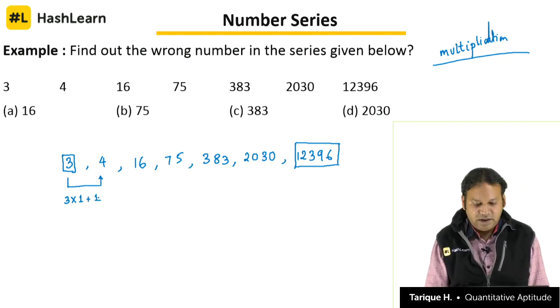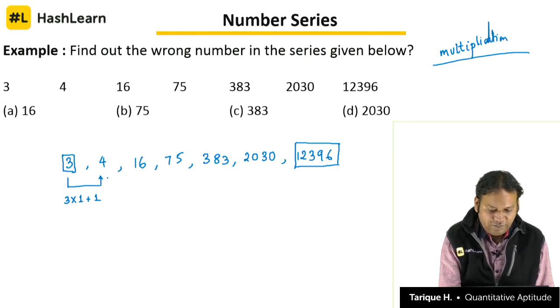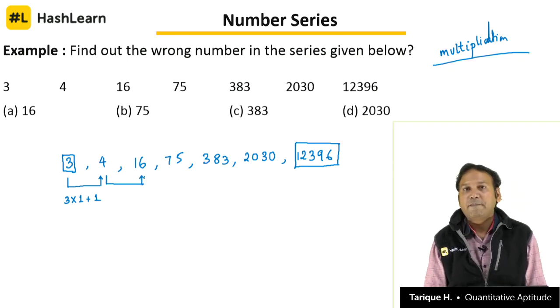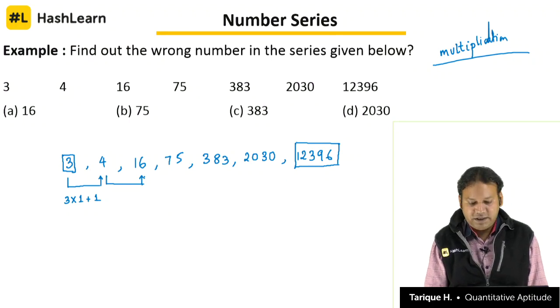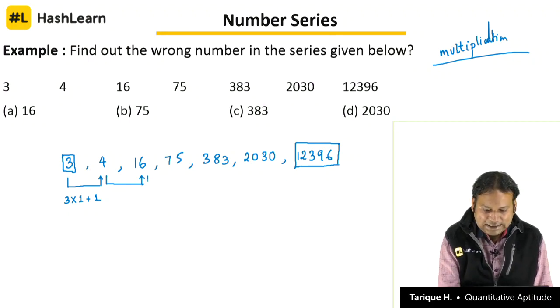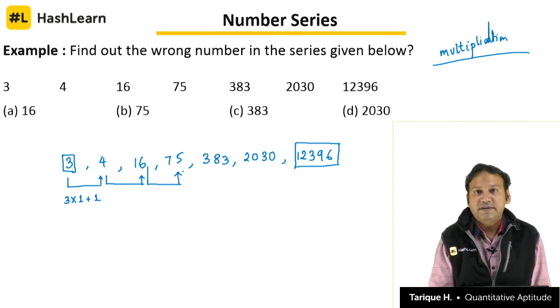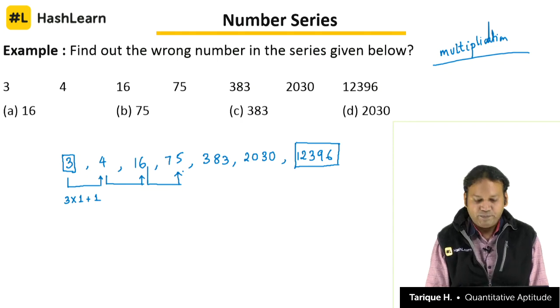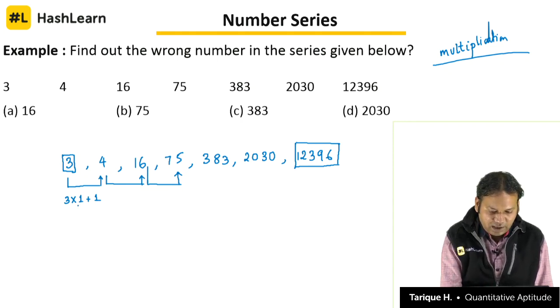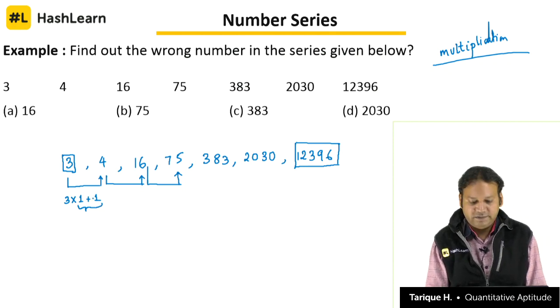3 into 1 is 3, and 3 plus 1 is 4. If we do something like that with 4 and 16, what can be the way, right? Now 4 into 4 is 16, then 16 and 75, 75 is not divisible by 16. So this 4 into 4 logic we cannot use. Try to observe the pattern that we have created in the first number itself, 3 into 1 plus 1.